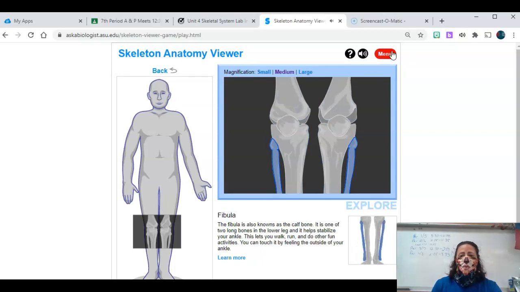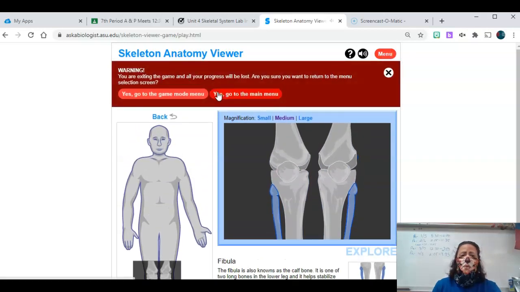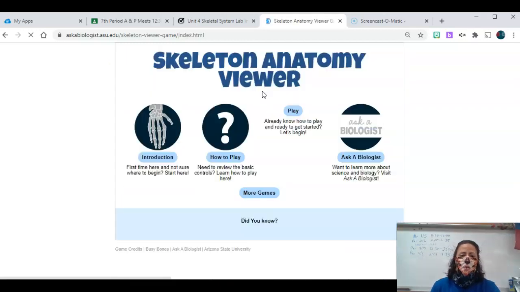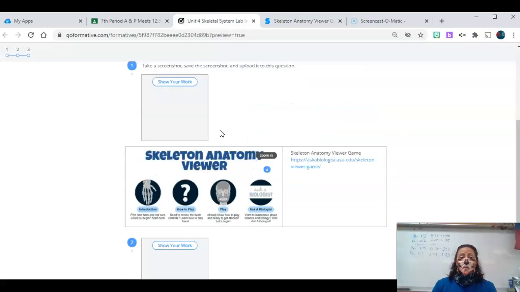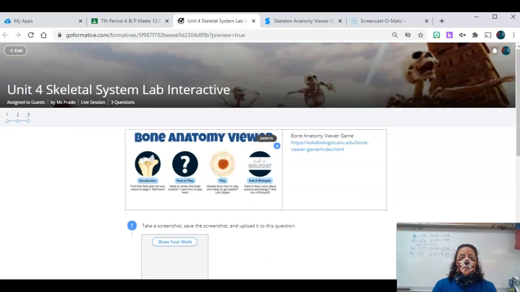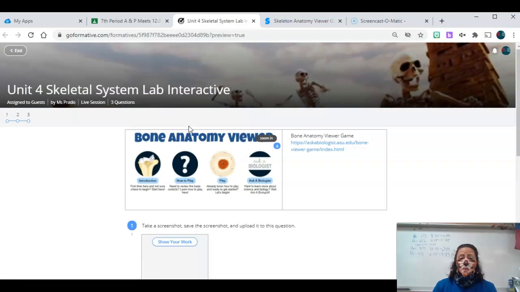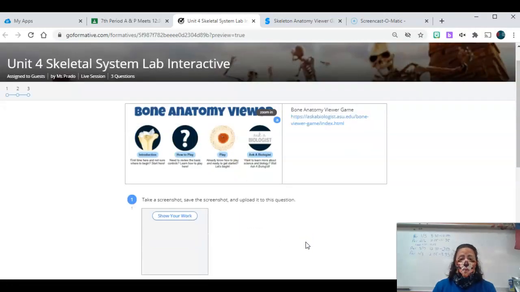Okay, so I'm going to go to the menu, and it's telling you that you're going to lose all your progress, but this is just the explore, so you're not really losing anything. So that's where you're going to need to go for the second part. All right. That is your skeletal system lab, these interactive games.